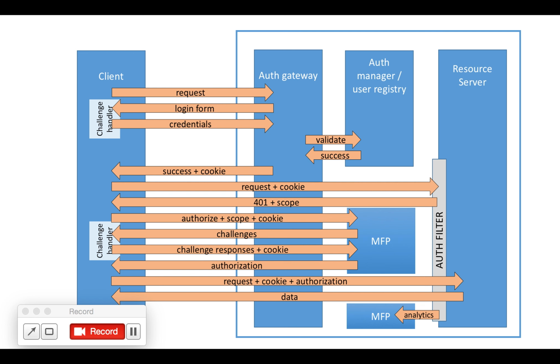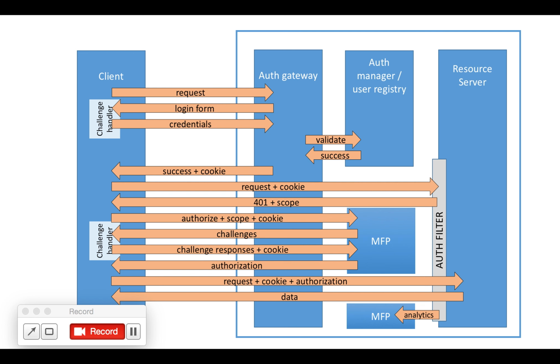So the client goes to the MobileFirst Platform server asking for authorization information, the authorization header, and the request has the scope and the cookie. The cookie allows this request to go through the authentication gateway, right? Once again, MobileFirst Platform returns challenges. The challenge handler needs to take care of those challenges, returns a challenge response, and eventually MobileFirst Platform will return the authorization information, or authorization header.